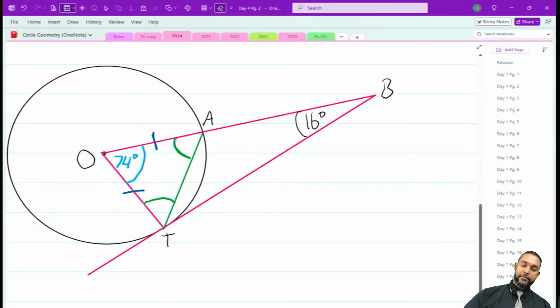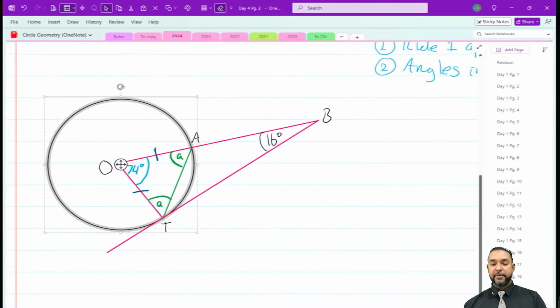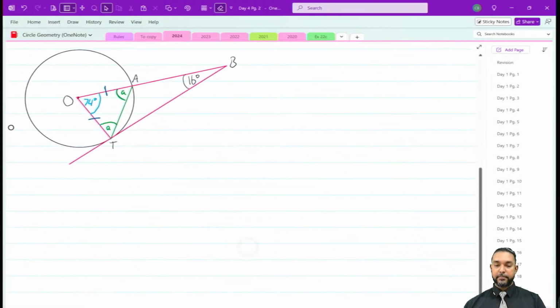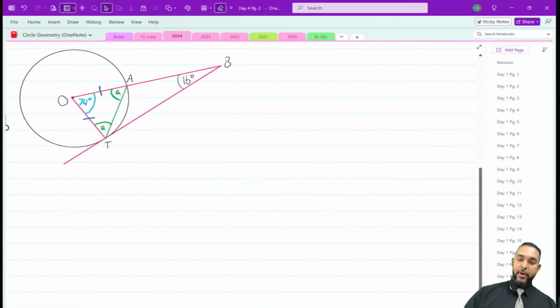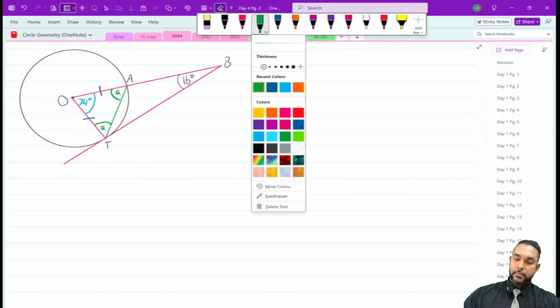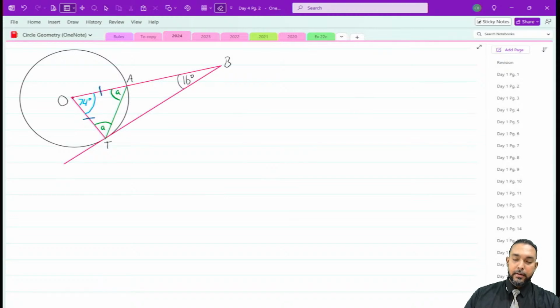So let's just call it small a, right? So both of those angles have the same magnitude. How will we therefore find the value of each of them? That's correct. Why 180? What does 180 have to do with it again? Correct. And why do we divide by 2? Because those two angles are equal.